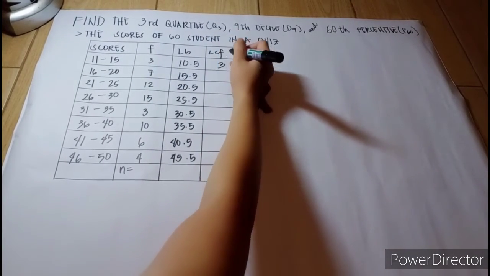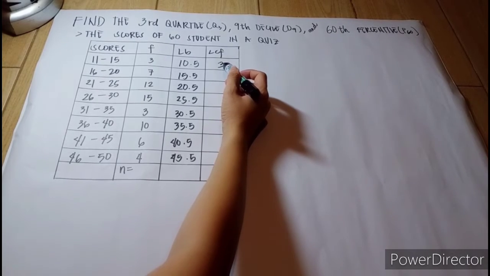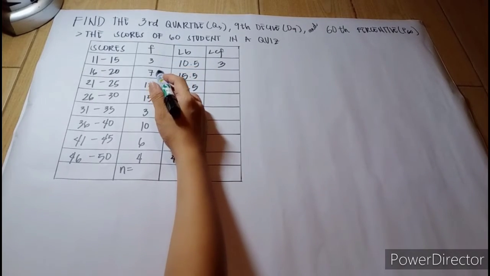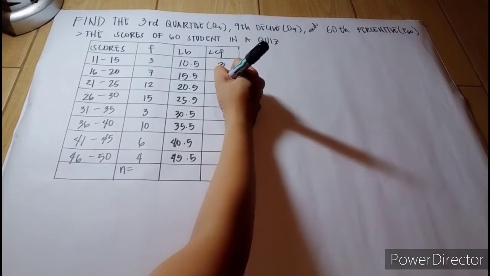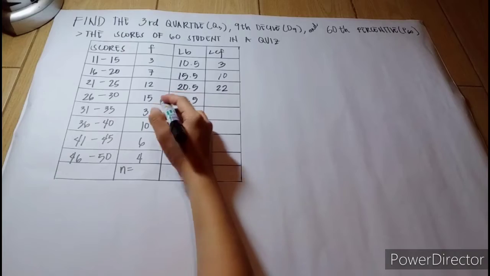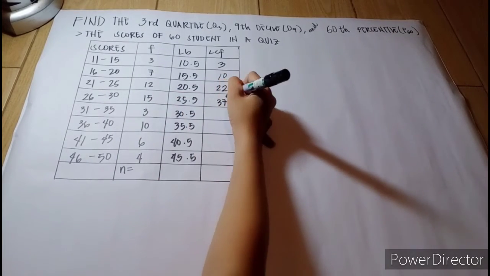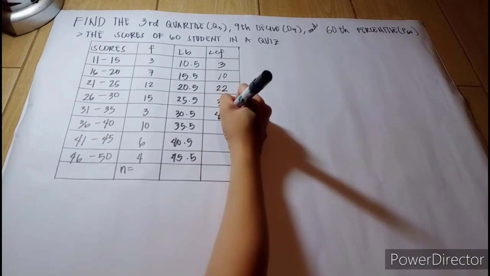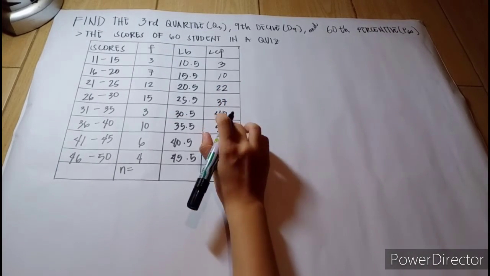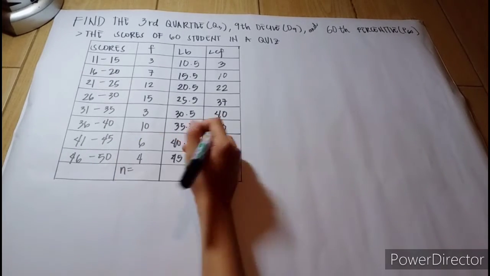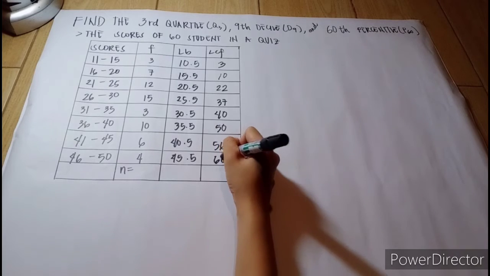So we just need to add 3 plus 7, so that is 10, plus 12, that is 22. 22 plus 15, that is 37. 37 plus 3, that is 40. 40 plus 10, that is 50. 50 plus 6, that is 56. Plus 4, that is 60.